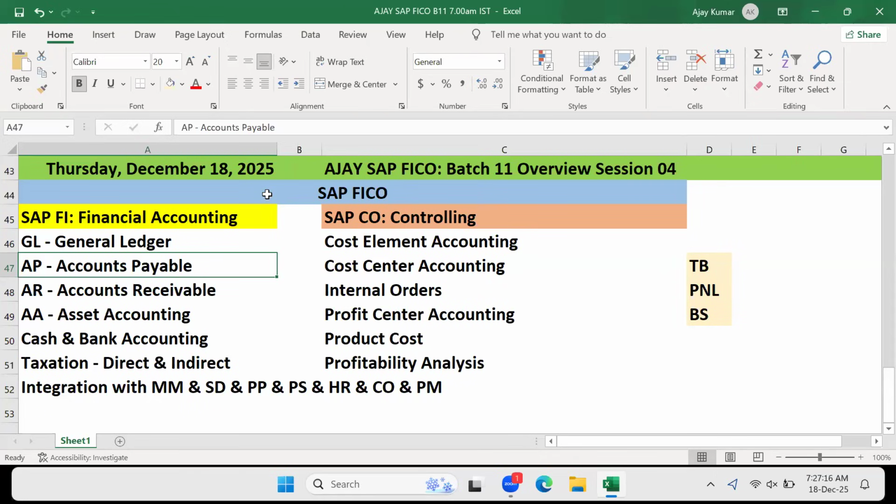Now, if subledger is not part of the financial statement, then is your financial statement correct or incorrect? If you don't include AP and AR, in short, the subledger, in the financial statement, can we say our financial statement is correct? Not correct, right?